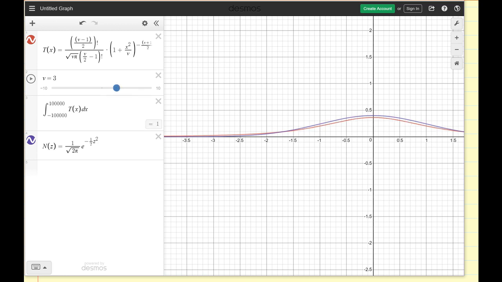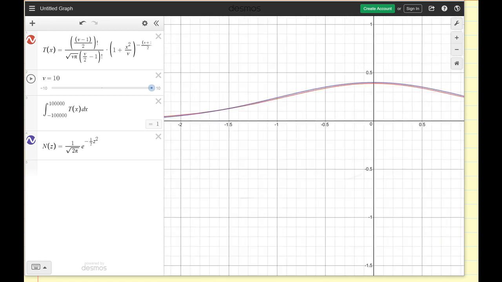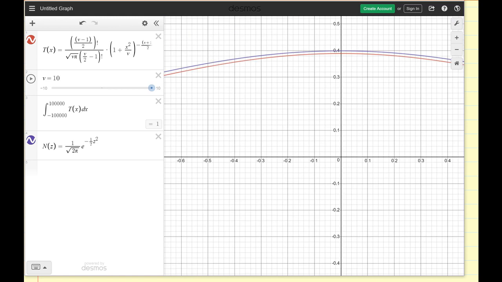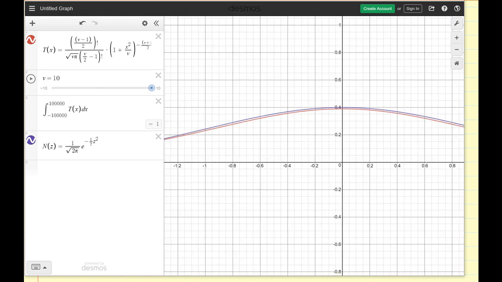And of course, if we increase the degrees of freedom, we see that this red curve gets closer to the purple curve, which is interesting, right? So we see as nu increases, the t-distribution gets closer to the standard normal distribution. So let's see if we can verify some of those claims.